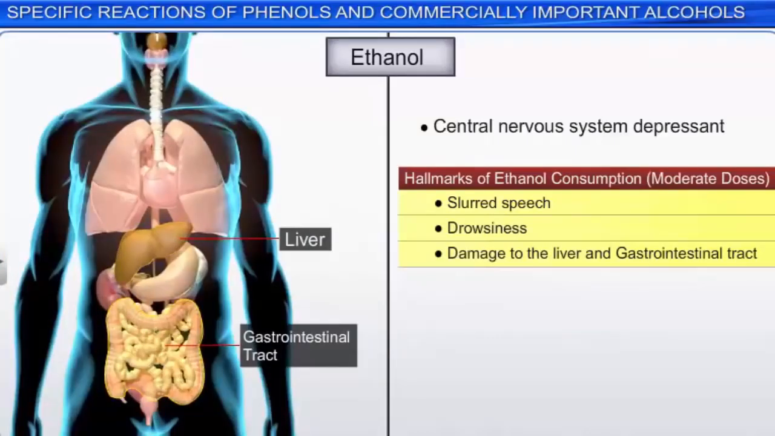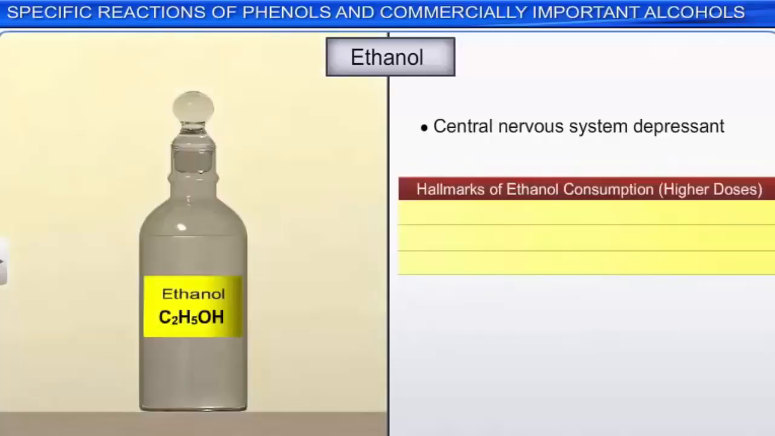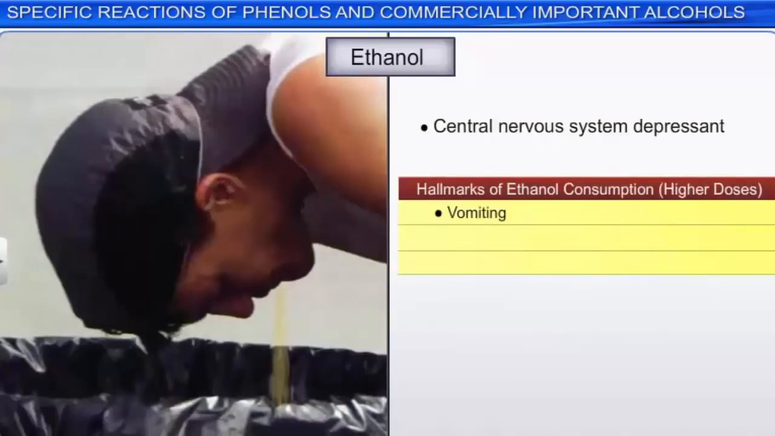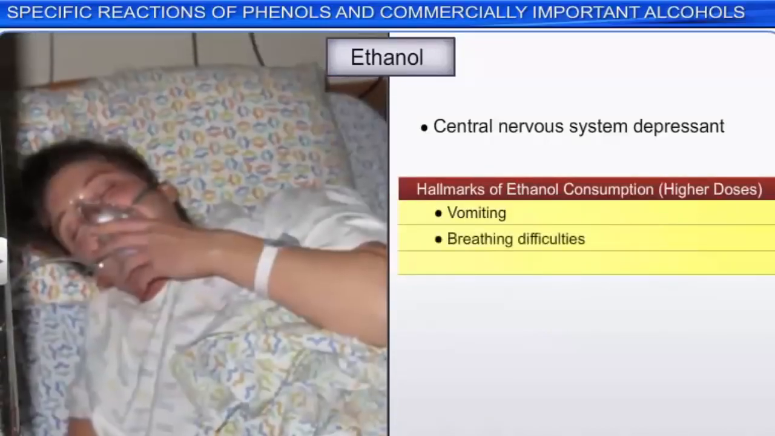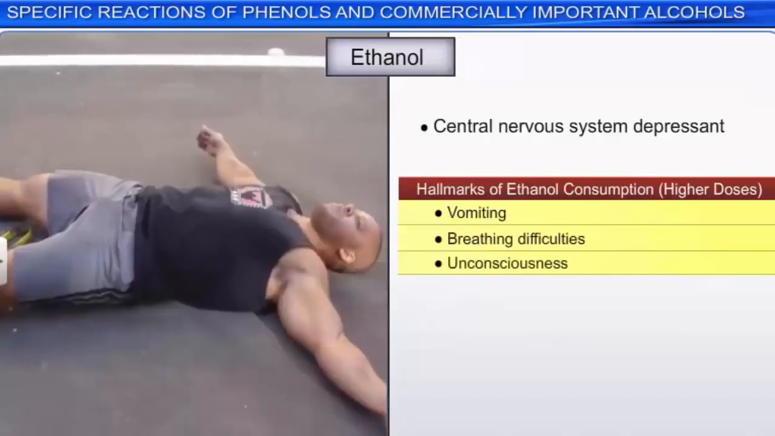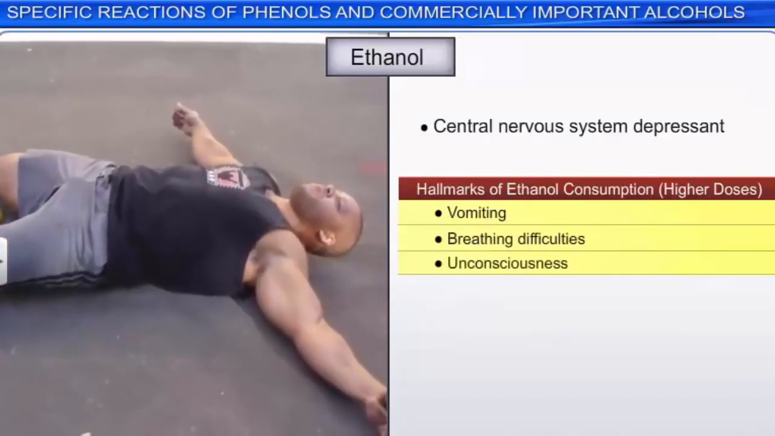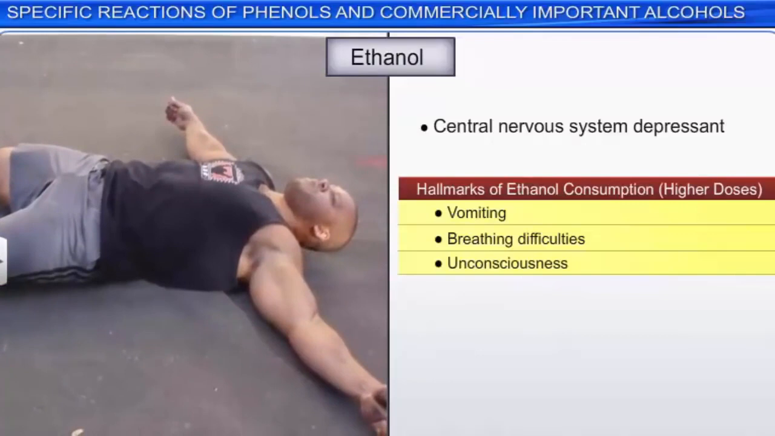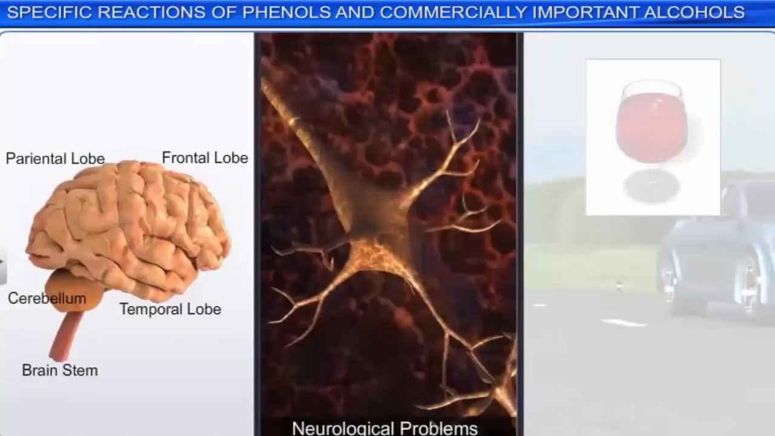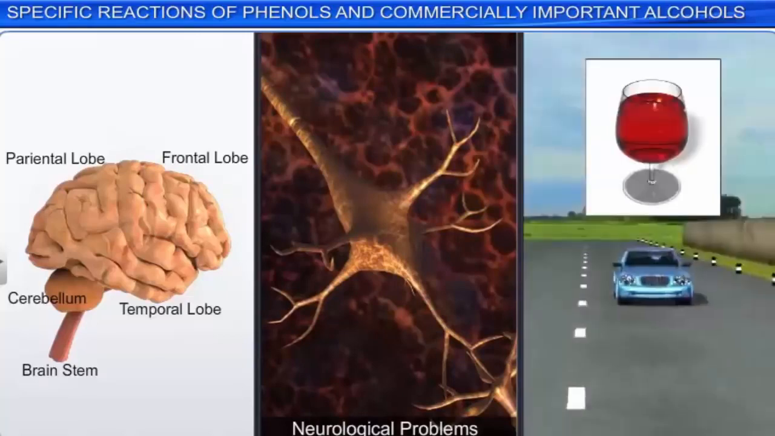In higher doses, ethanol can lead to vomiting, breathing difficulties, and unconsciousness, which can be fatal. Chronic alcohol abuse can cause frontal lobe damage, neurological problems, and dependence. Alcohol and automobiles don't mix. Never drink and drive.